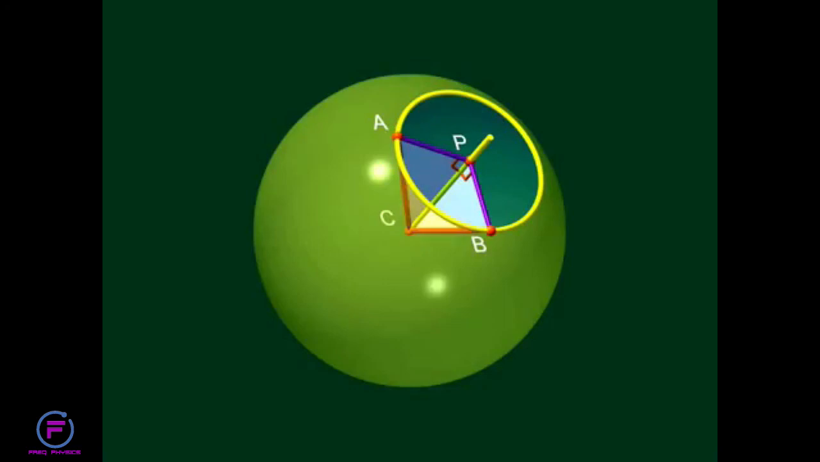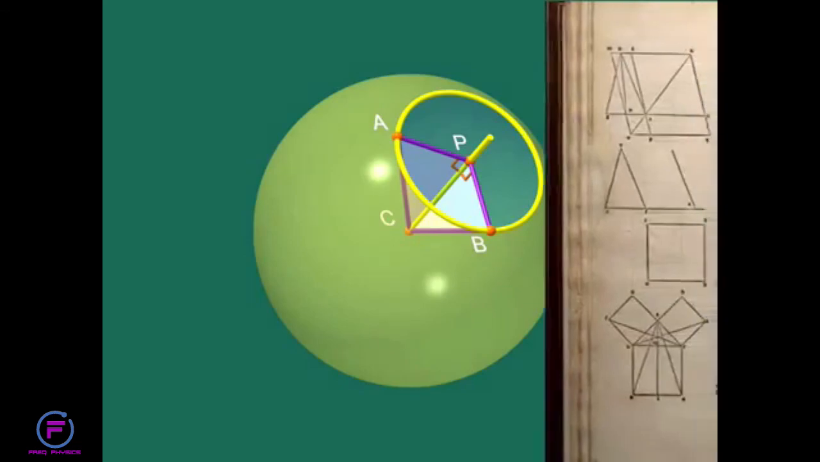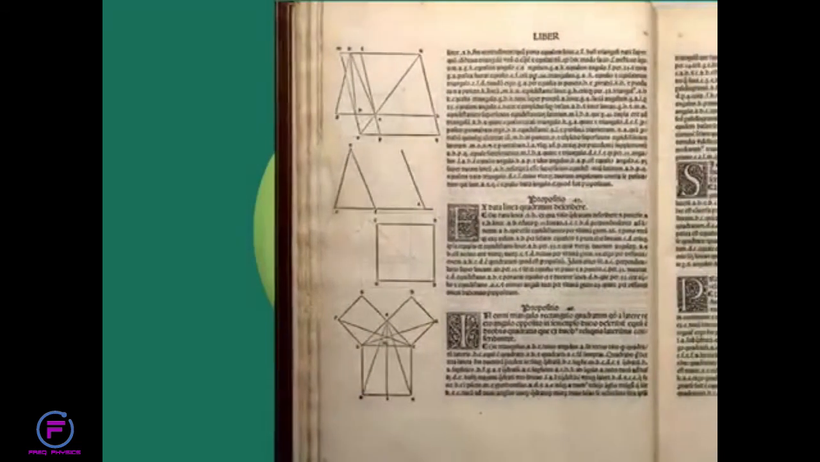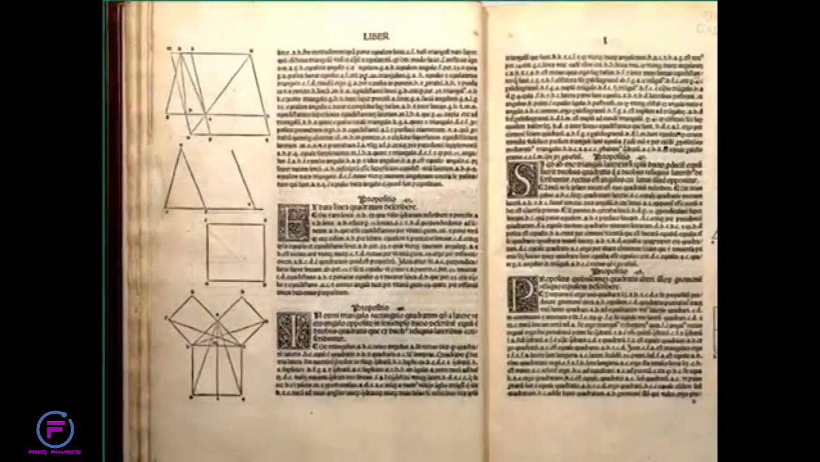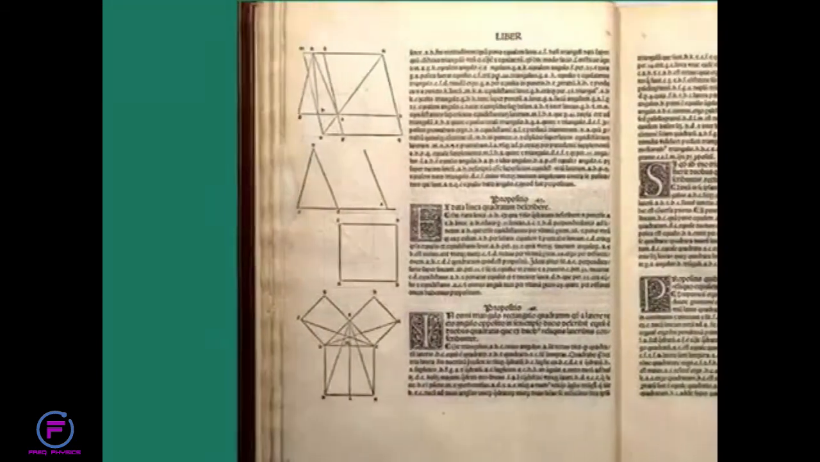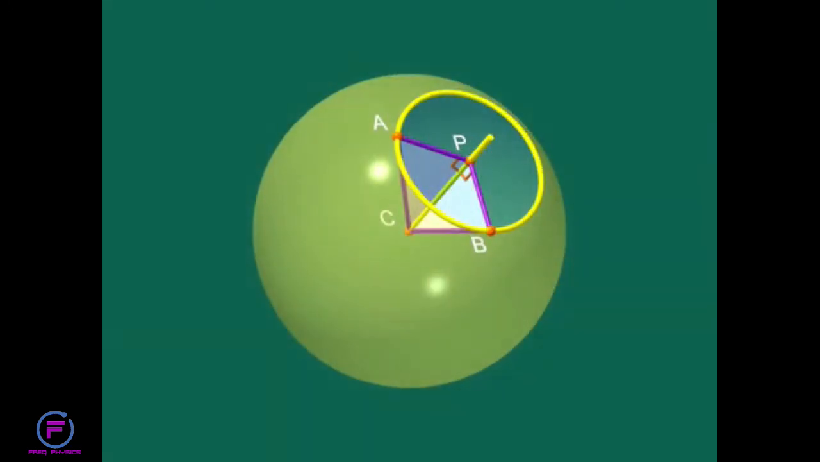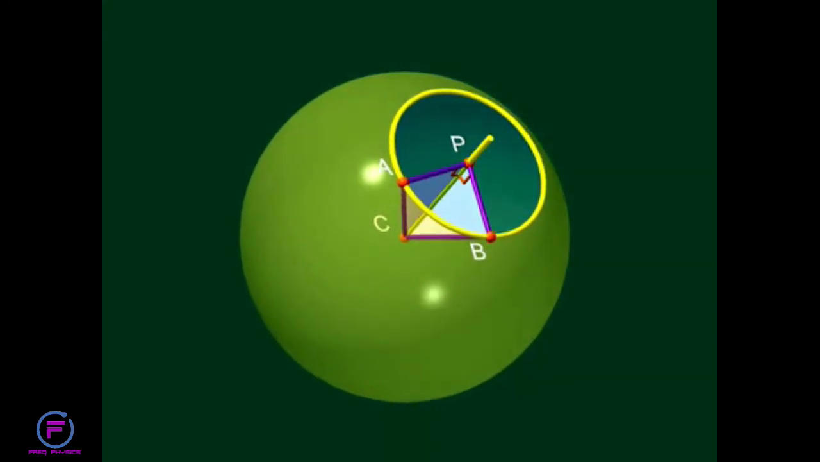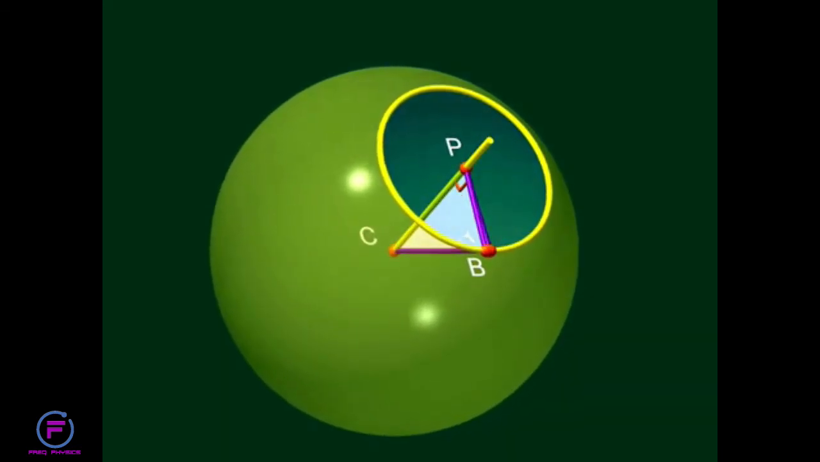But note that the hypotenuses AC and BC have the same length because A and B are on the sphere and are hence at the same distance from the centre, C. But remember Pythagoras' theorem. Since our two right-angled triangles have two sides of the same length, their three sides must have the same length. Hence, we have proved that PA and PB have the same length, that is, that A and B are on the same circle with centre P, in the blue plane.